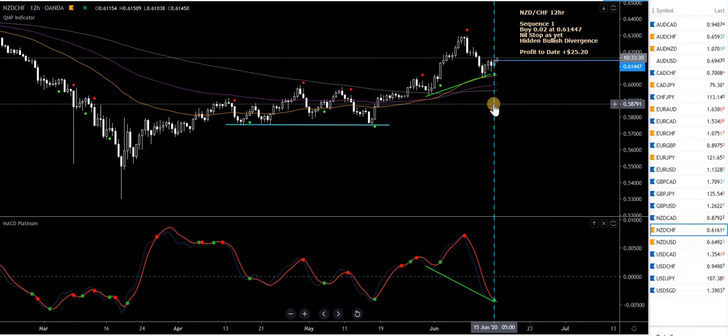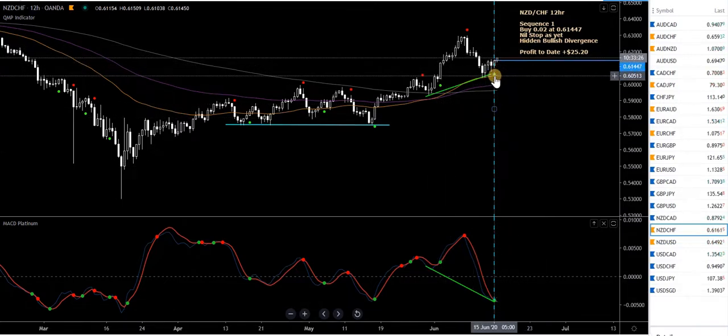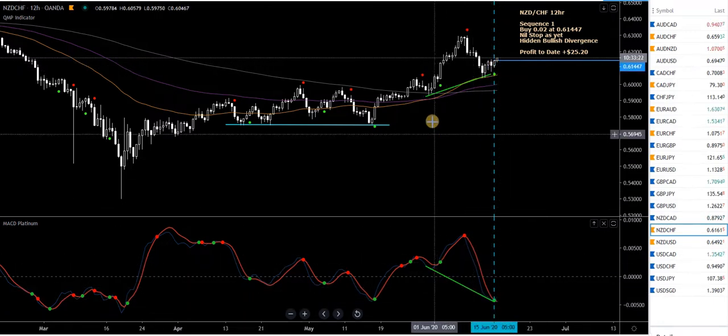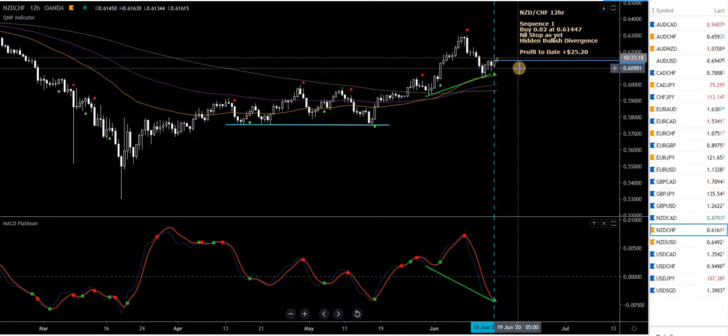New Zealand Swiss franc. Took a buy this morning. Again, we've got hidden bullish divergence, and yeah, you can see here, MACD's down, prices up on the lows. So that's just a new buy signal.